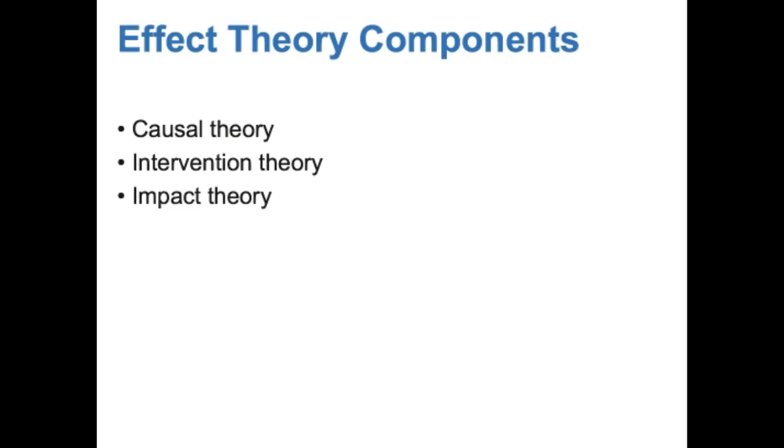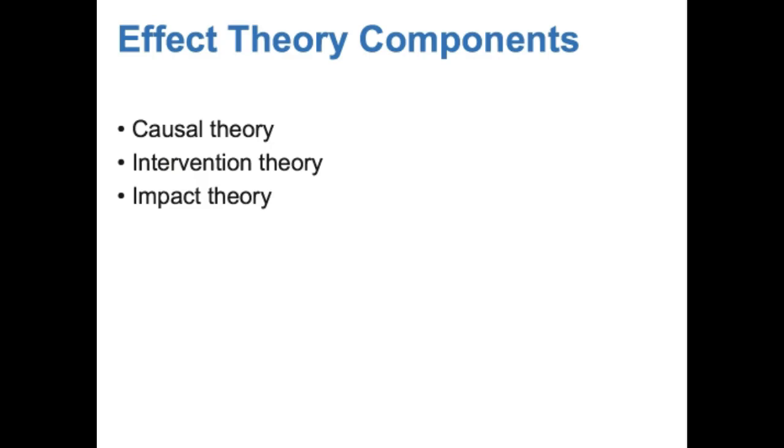Effect theory includes explanations of how the program interventions will affect the causal factors and other variables impacting the health outcome, and describes the relationship between the intervention and the desired immediate and long-term outcomes for participants. The three theories listed here constitute an effect theory: the theory of causal or determinant factors, the theory of intervention mechanisms, and the theory of outcome or impact.